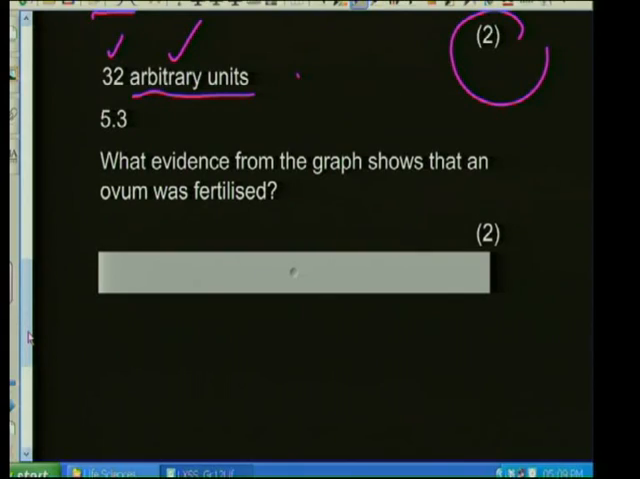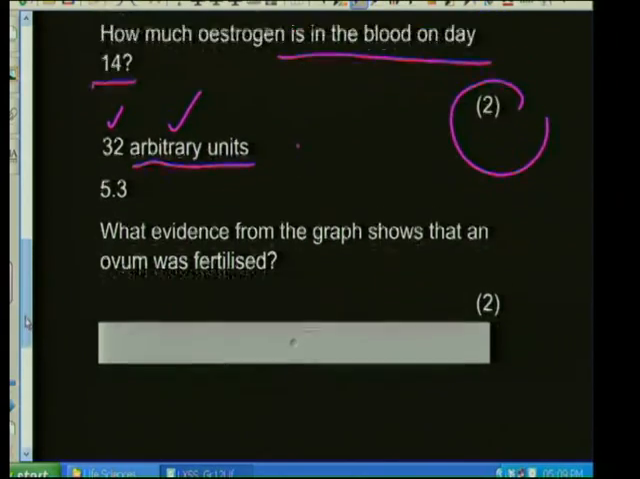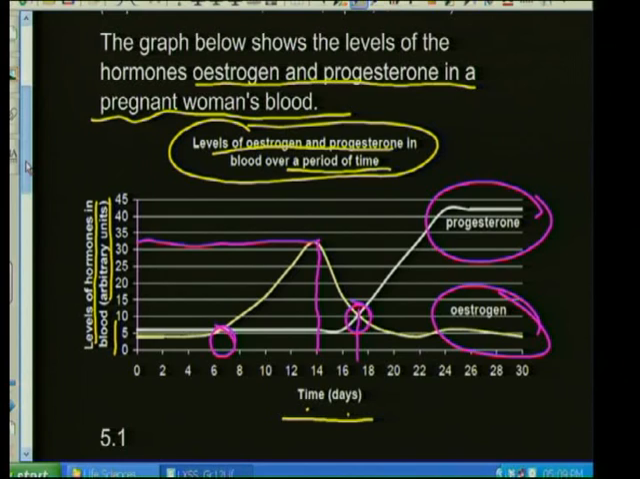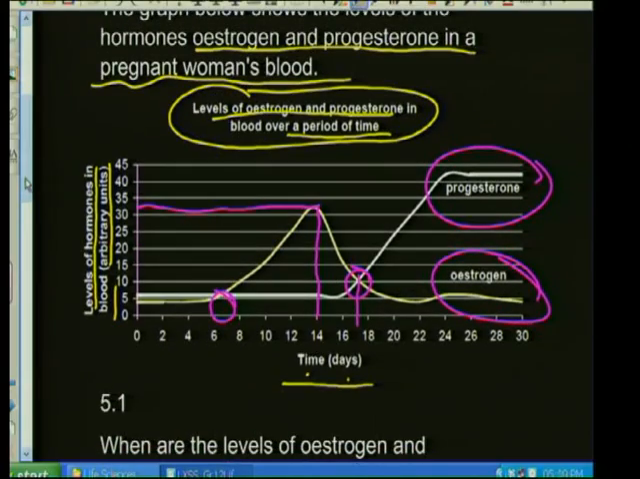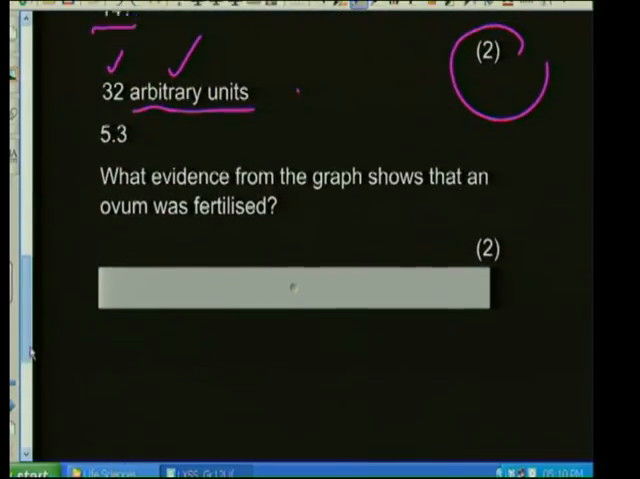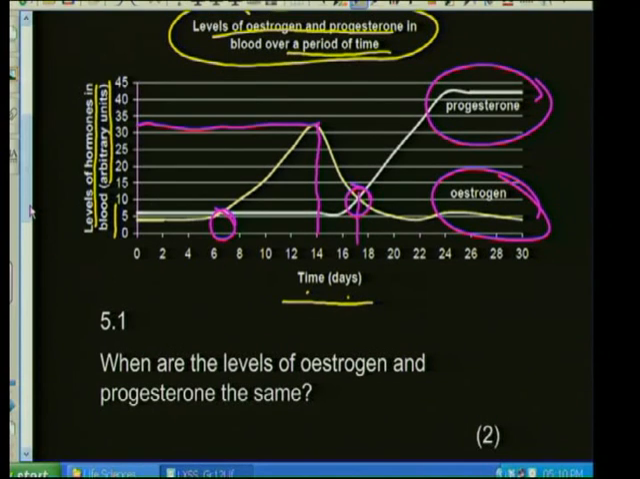What evidence on the graph shows that an ovum was fertilized? If I was a wise ass, then I would have said, you told us in the instruction that the woman is pregnant. But they ask now for evidence in the graph that shows that the woman is pregnant or that the ovum was fertilized. And what do you look at? You look at the level of estrogen and progesterone, especially progesterone. Notice that the progesterone level is staying the same at this high. It's not tapering down. So the progesterone level being high is an indicator that a woman may be pregnant.